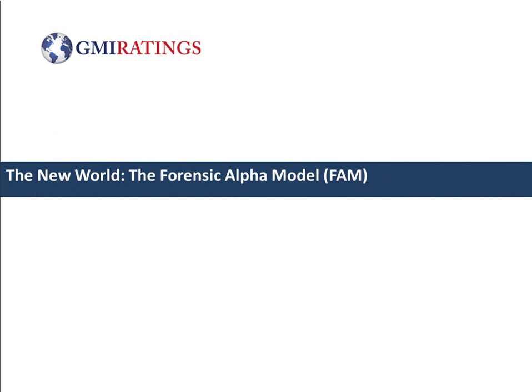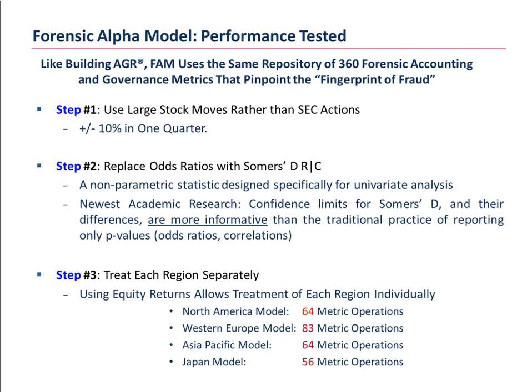So let's go to the new world, the forensic alpha model, a model which will address the issues of using SEC actions, or fraud, to predict stock returns, yet still using forensic accounting and governance. So the most important part of FAM is, in fact, that it's built on the same guts, the same repository of 360 forensic accounting and governance metrics that pinpoint the fingerprint of fraud. It's the identical repository, or the identical apple tree, that AGR has access to, that our bankruptcy model has access to, that our litigation model has access to. We are the forensic accounting and governance experts. We are not experts in fundamental analysis.